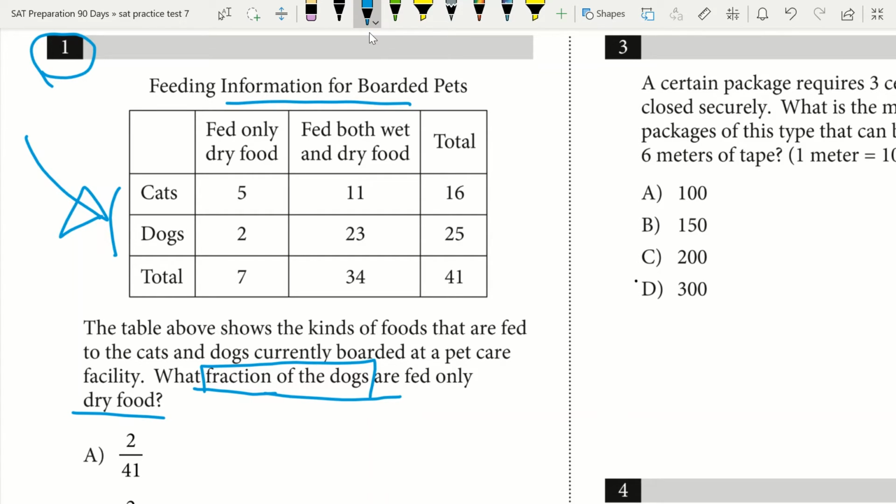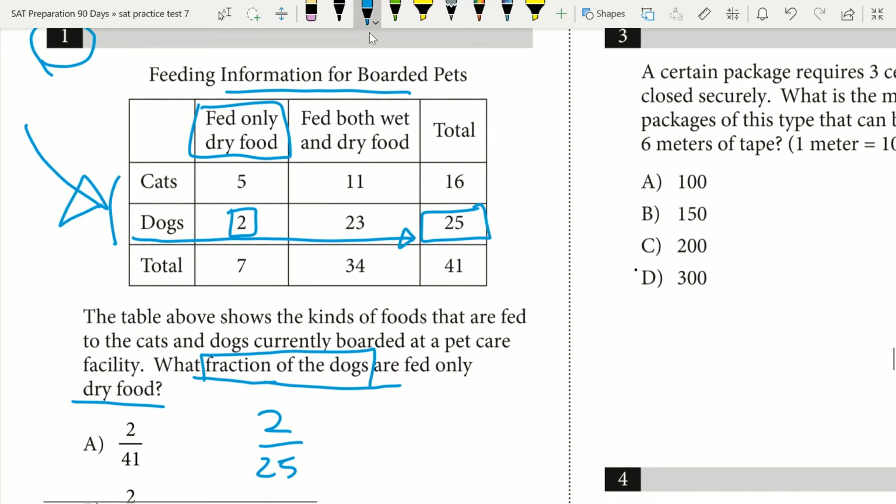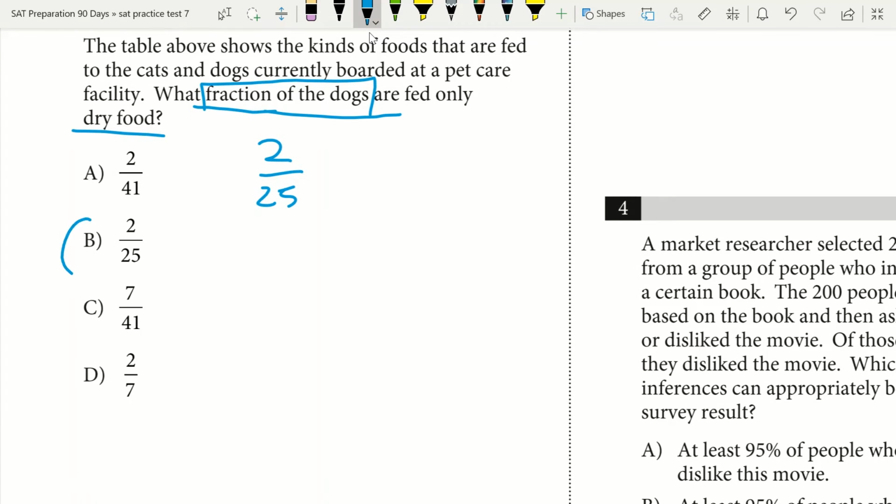So I want to know my total number of dogs. I see my total number of dogs is 25, because if I go from this row over, I see my total number of dogs is 25. So that'll be my total. Okay, so what fraction of the dogs are fed only dry food? Well, I see my fed only dry food column right here. I go down to dogs. I see I have 2 dogs are fed only dry food out of 25 dogs. Therefore, my fraction will be 2 out of 25. So my correct answer there is going to be B.